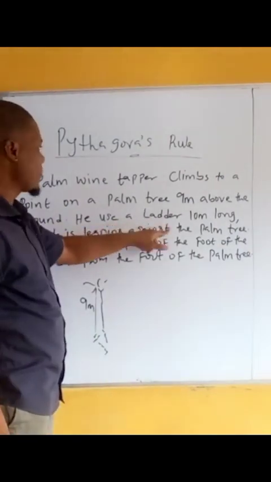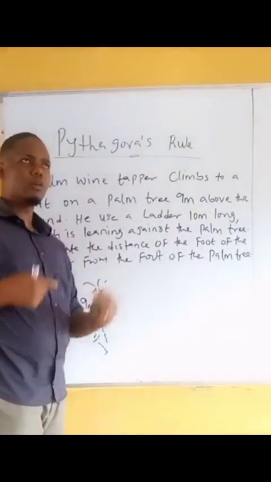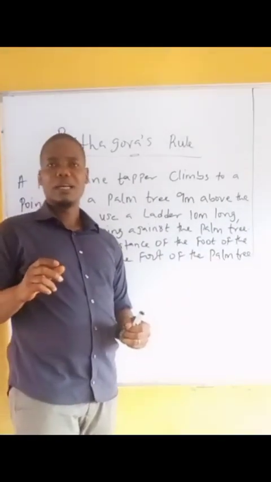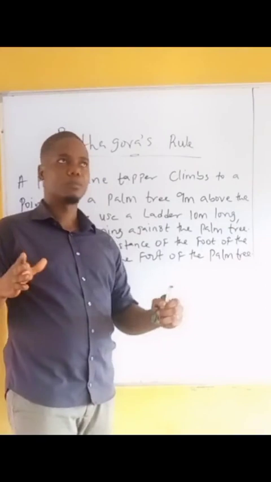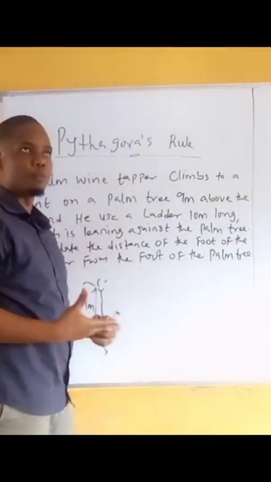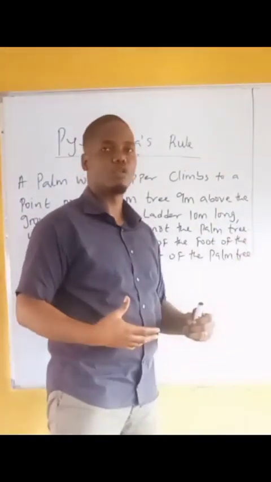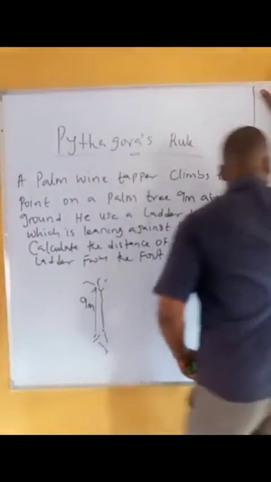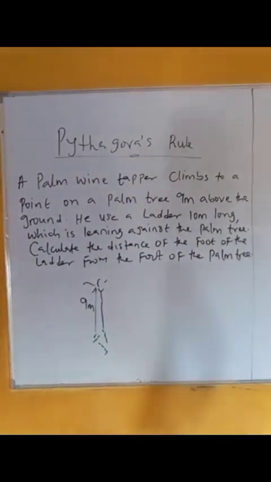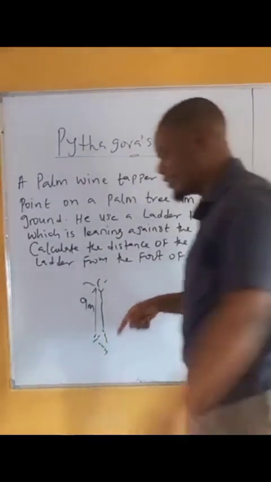He uses a ladder 10 meters long. Okay, now let's look at this. A ladder, especially for those who might not have seen where a palm wine tapper climbs the palm tree, you would have seen where maybe they want to fit something on the roof. The ladder cannot be resting flat on that building. It must be slanted. It must have a slant position for the person to be able to climb. That's what this is saying.